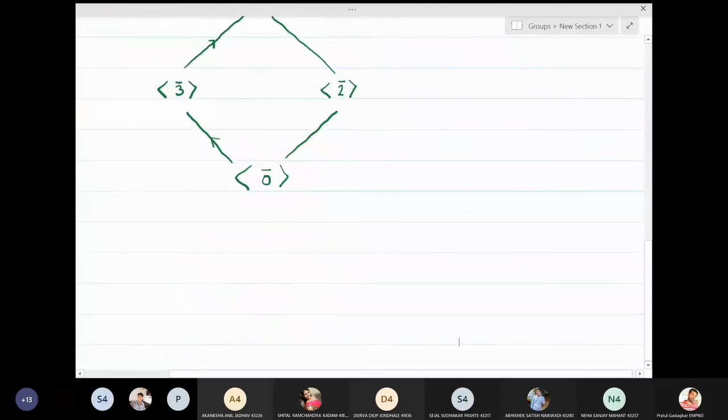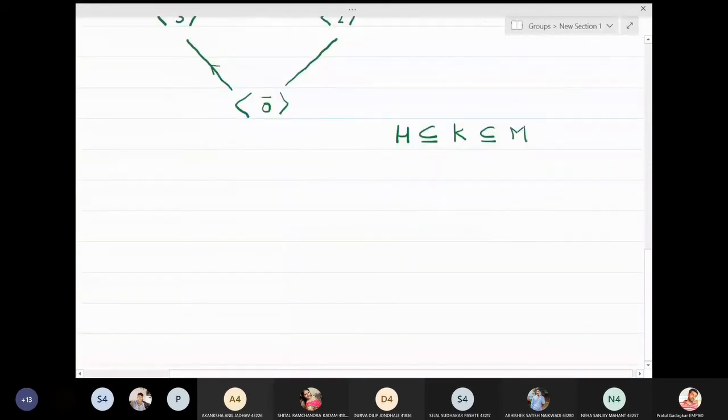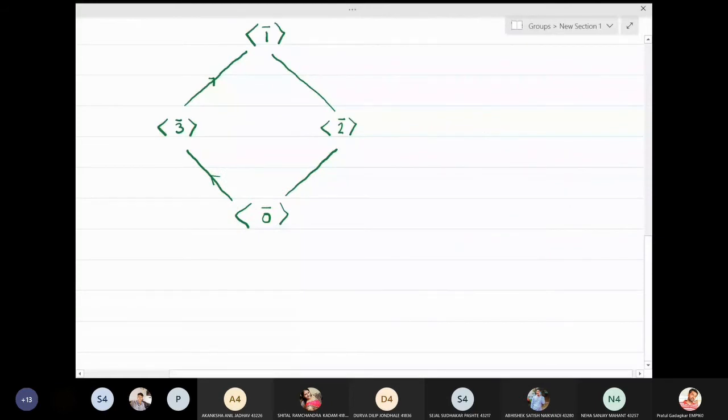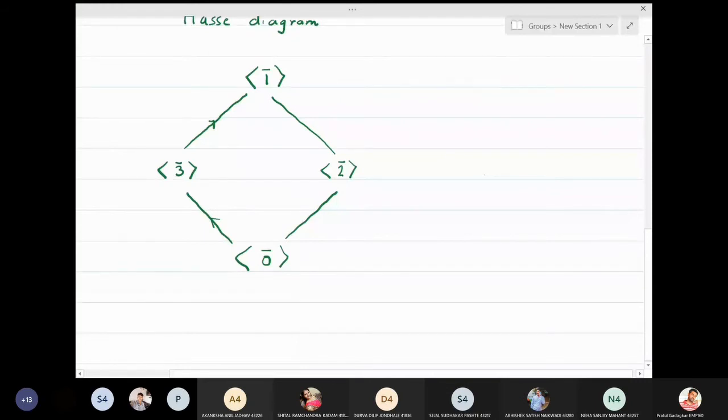For example, if I have H sitting inside K, and K sitting inside M, then how will I draw the diagram for this? I will just draw H, K, and M. I will not draw this line extra, because I know that already H is sitting inside K and K is sitting inside M. This automatically means that H is sitting inside M. So we will try to minimize the number of lines in the diagram. It is understood that if 0 is sitting inside the subgroup generated by 3 bar, and the 3 bar subgroup is sitting inside the subgroup generated by 1 bar, automatically this line is there, but I will omit it. Such a thing is called omitting transitivity. What is transitivity? A goes to B and B goes to C, then A goes to C. I will draw these lines, but I don't need to mention that A is also going to C. So that we will not write.